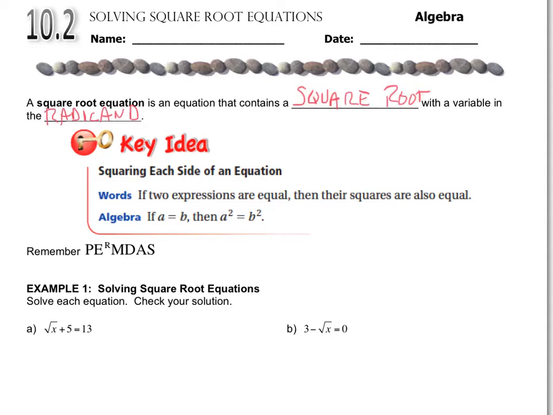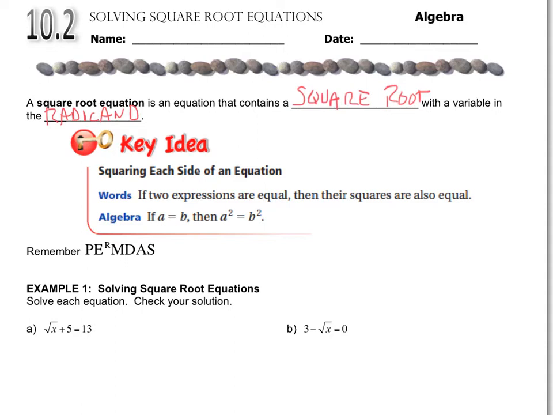What we're going to be using to help solve these types of equations is the idea of being able to do the same thing to both sides of an equation. Doing one thing to one side, as long as I do the same thing to the other side, we are able to do that with our math rules. So in this case, what we're going to be doing is looking at the idea of squaring both sides of an equation to help us solve problems.